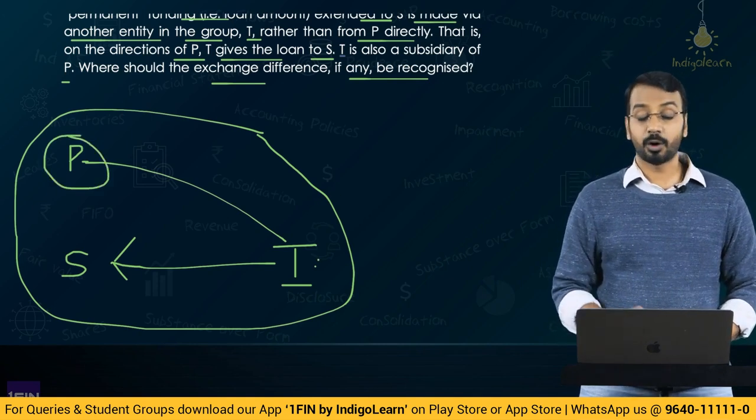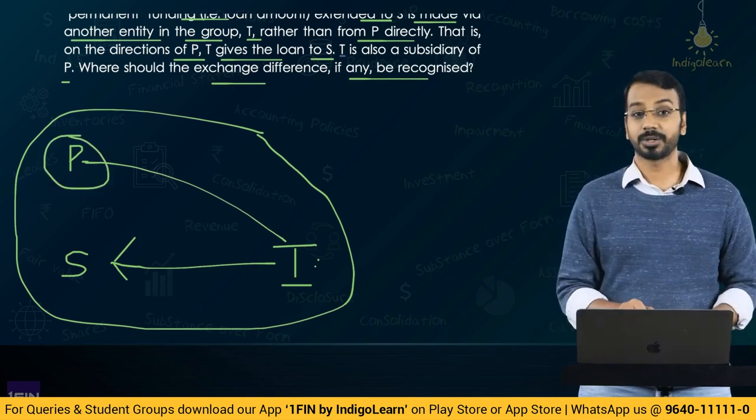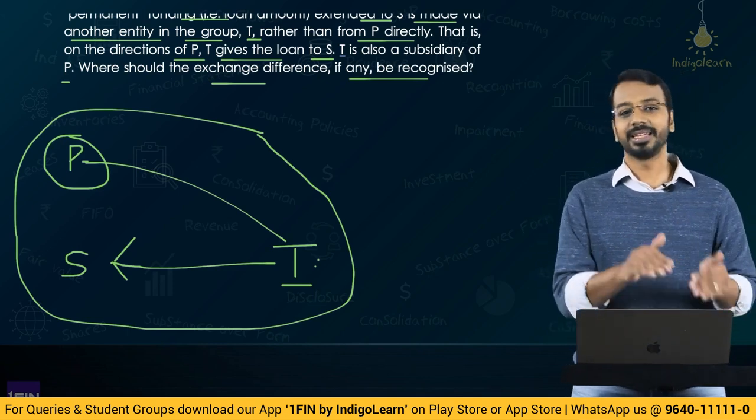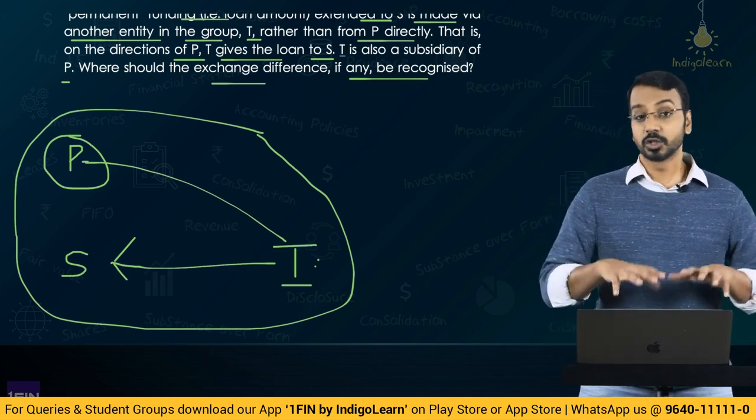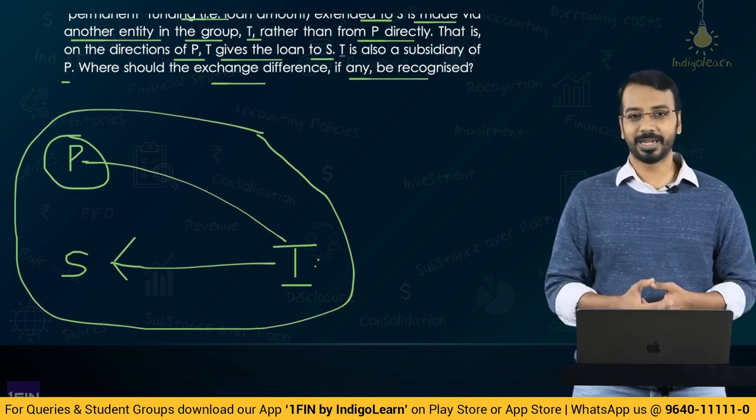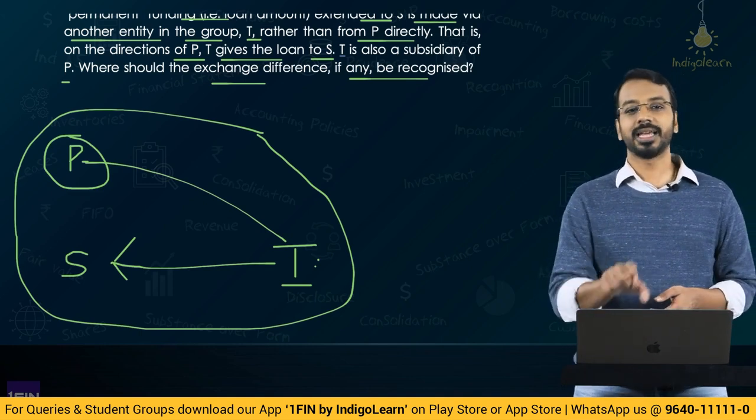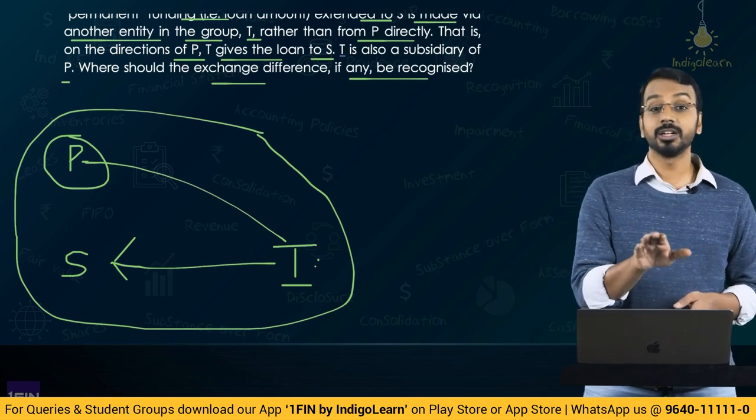But sir, it is given by T, how does it form a part of net investment in foreign operation? Indirectly, if you see, it is a net investment in foreign operation. So when you are preparing the group's financial statement, the gain or loss will not be recognized in the P&L, it will be recognized in the OCI.